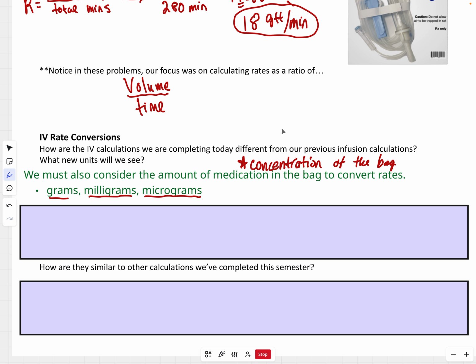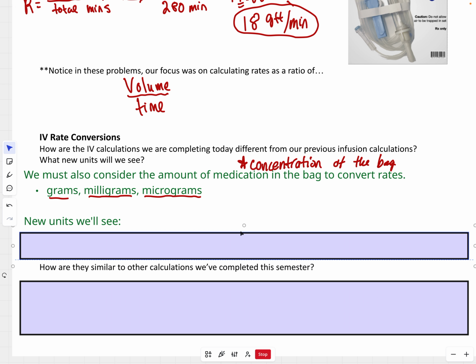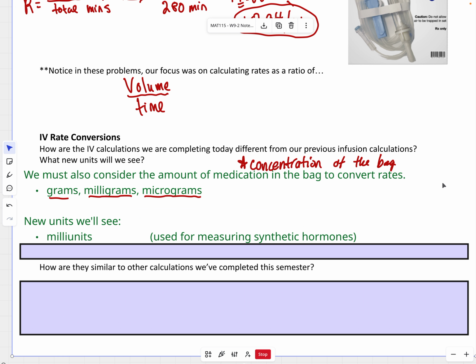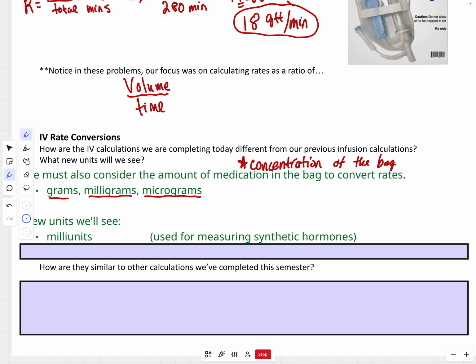Not only that, but we're going to have a few new units that we'll see. So, some units that we'll see: milliunits. Milliunits are used for measuring synthetic hormones. So with oxytocin, Pitocin, these are synthetic hormones that are used in the labor and delivery process. And a milliunit is the unit that we will see with that particular drug. And as the name suggests, a milliunit is very much related to just a unit.